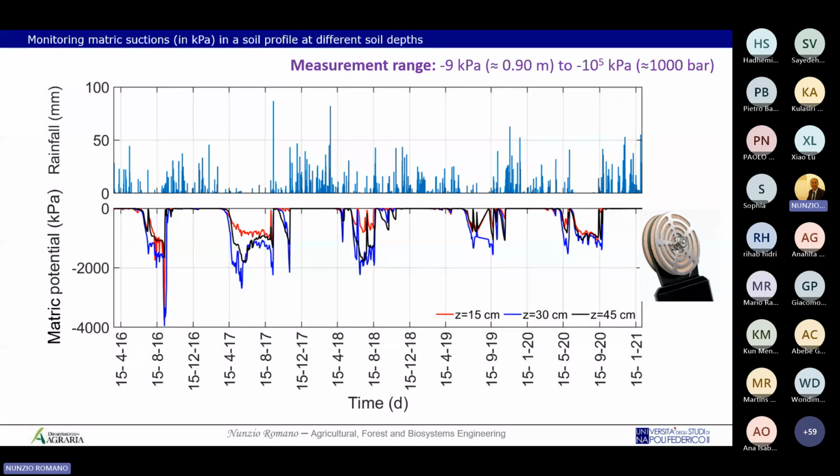Again, it depends on the accuracy of the measurement. The factory warns you that the measurement accuracy is not good enough if you want to measure the matrix pressure head when the soil is too wet. Paolo, any feedback? No. Okay.